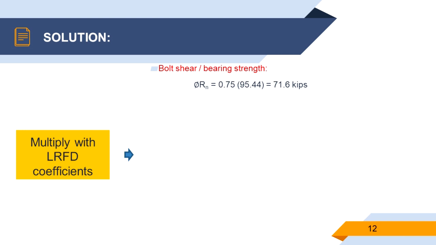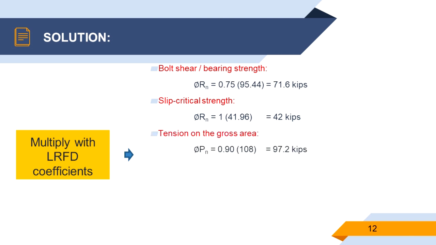First is the bolt shear or the bearing strength. P is equal to 0.75 times 95.44. It is equal to 71.6 kips. For the slip critical strength, P is 1 times 41.96. We get 42 kips. For the tension and gross area, P is 0.90 times 108, we get 97.2 kips.